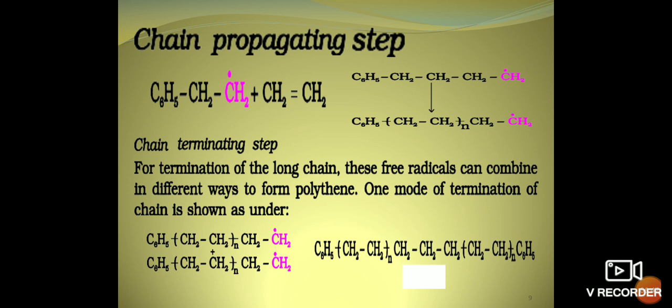Chain terminating step. For the termination of the long chain, these free radicals combine in different ways to form polyethene. One mode of termination of chain is shown here. So the free radicals may add up and form long neutral chains. So again, the polymeric chains. So this is a bigger molecule.